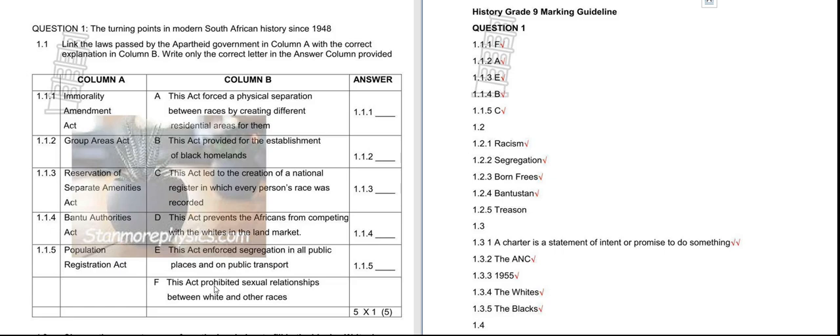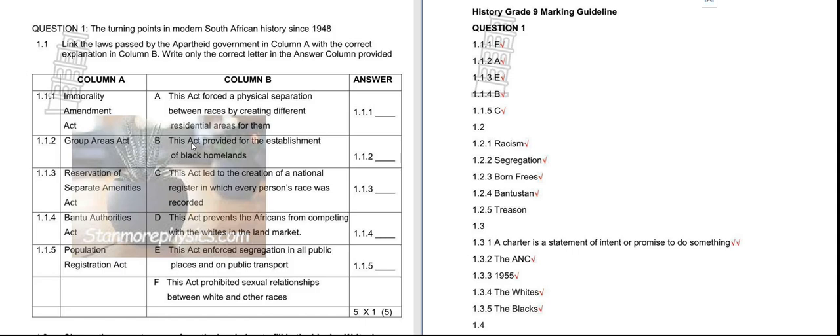Then on number 2, Group Areas Act. The correct answer is that this act forced a physical separation between races by creating different residential areas for them. Then number 3, Reservation of Separate Amenities Act, where the correct match is E. This act enforced segregation in all public places and on public transport. Then number 4 is the Bantu Authorities Act, and the correct match is B. This act provided for the establishment of black homelands.